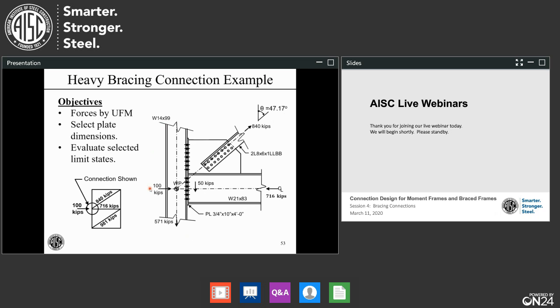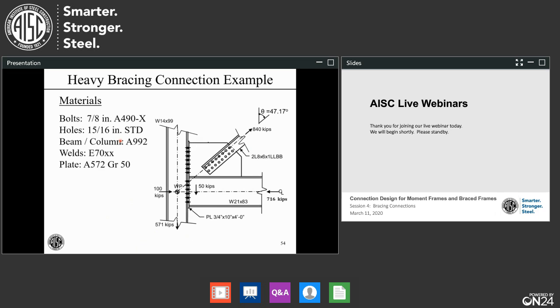Now, tremendous amount of work to really deal with this connection. What I want to do is just first get the forces pinned down, a force field pinned down by the uniform force method. Select some plate dimensions, evaluate some of the more interesting and least obvious limit states. Note we have an end plate here on the end of the beam and gusset. So this is what we have. So let's dig right in and start working on this.